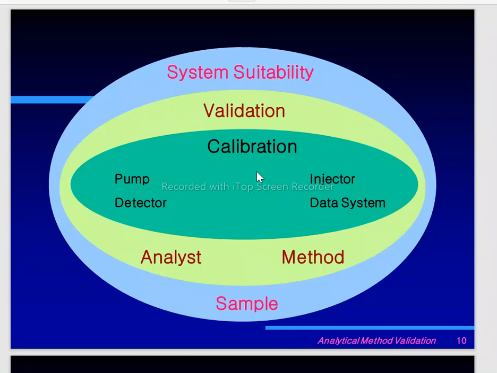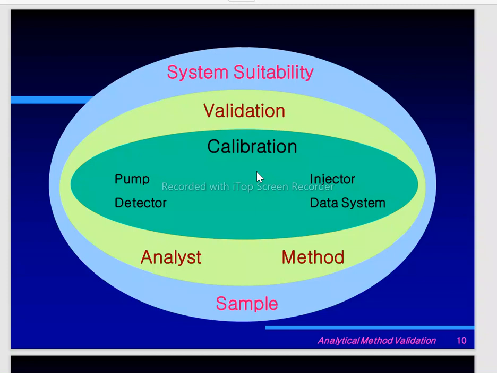So this graph shows the whole analytical validation procedure in simple steps. What you need to consider prior to the validation, what things you have to justify. First you have a sample, then the first thing you have to do is system suitability.